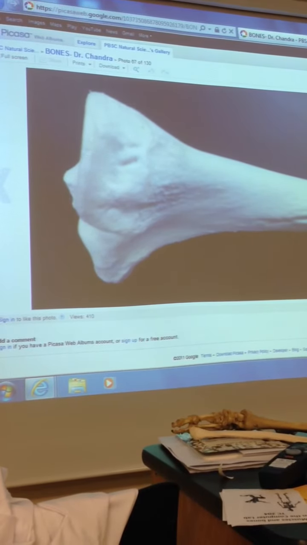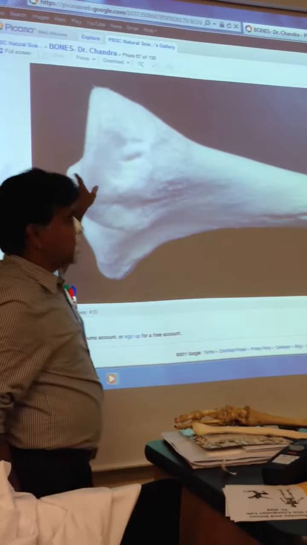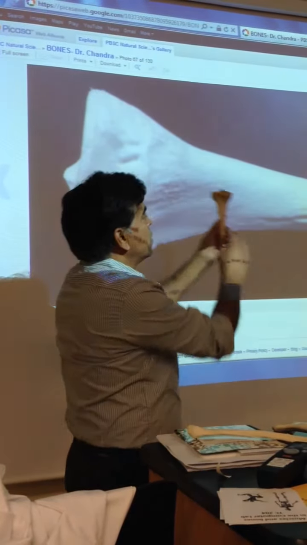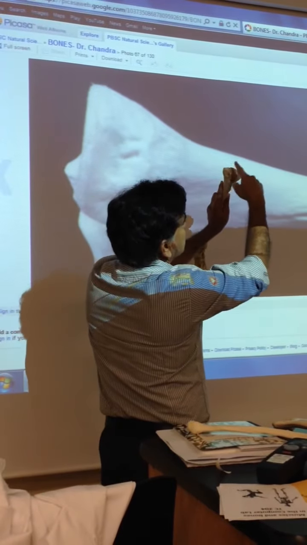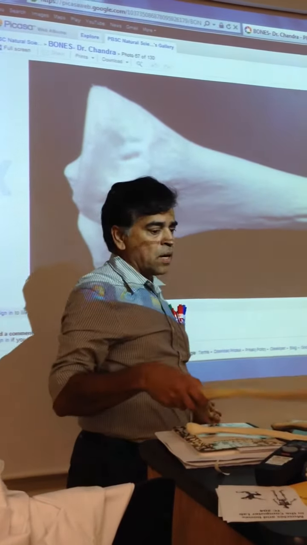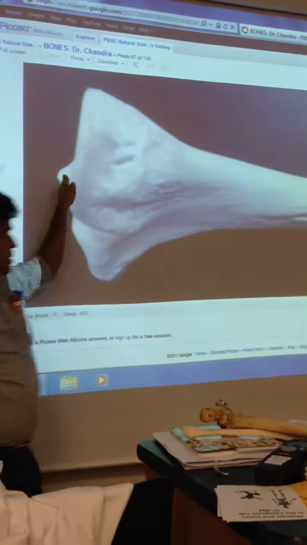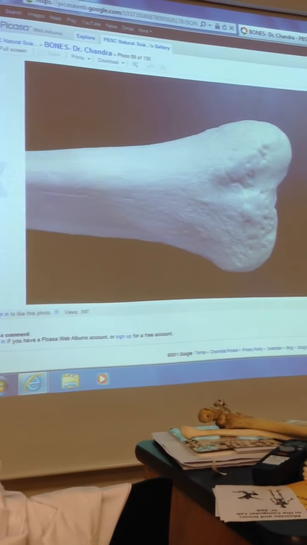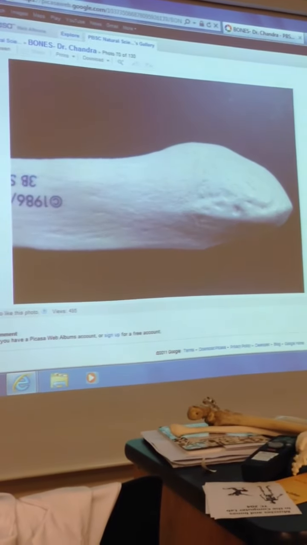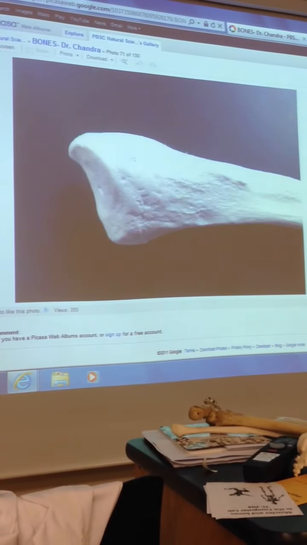And then on the tibia on the other side, you can see the condyles and the intercondylar eminence. Those are your condyles, and you can see a projection on the top. That's your intercondylar eminence. That's your lateral malleolus.